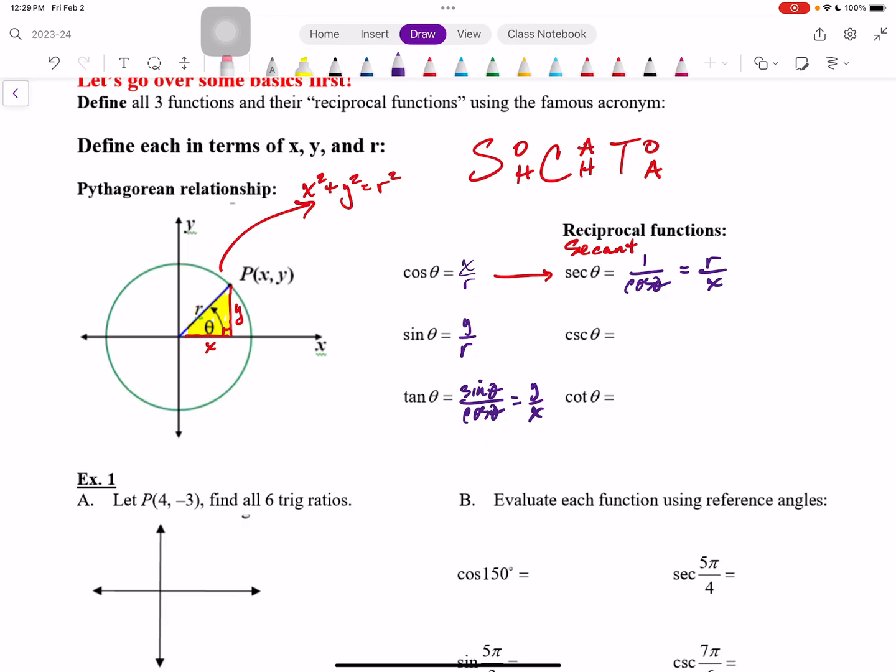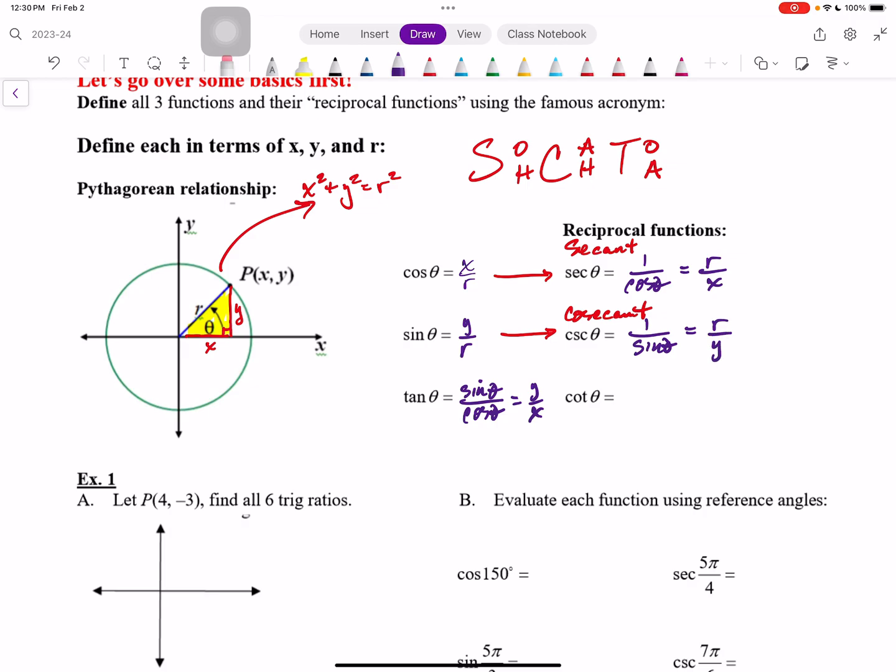The reciprocal of sine, well, that's cosecant. So cosecant, that's how you spell it. CSC is the abbreviation, and the reciprocal of sine is called the cosecant function, and the reciprocal of sine theta is 1 divided by sine theta, which if you take the reciprocal of y over r, you get r over y.